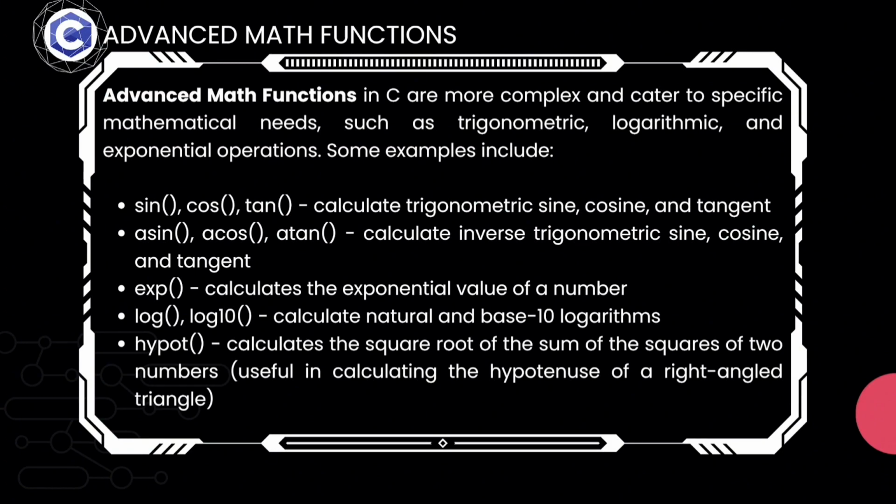the natural log, and the base 10 log, to calculate the natural and base 10 logarithms. The hypot function calculates the square root of the sum of the squares of two numbers, useful in calculating the hypotenuse of a right-angled triangle.